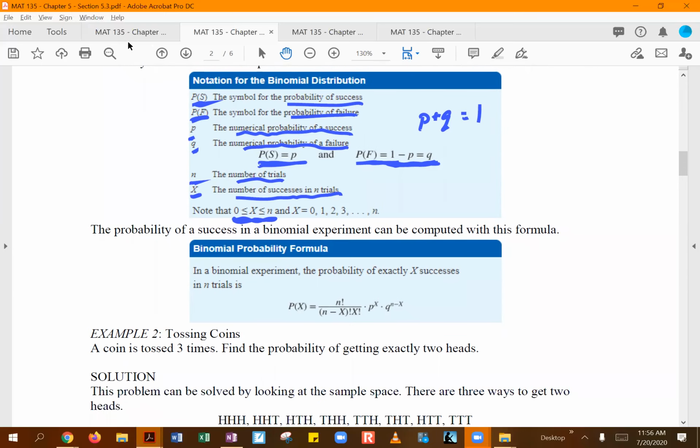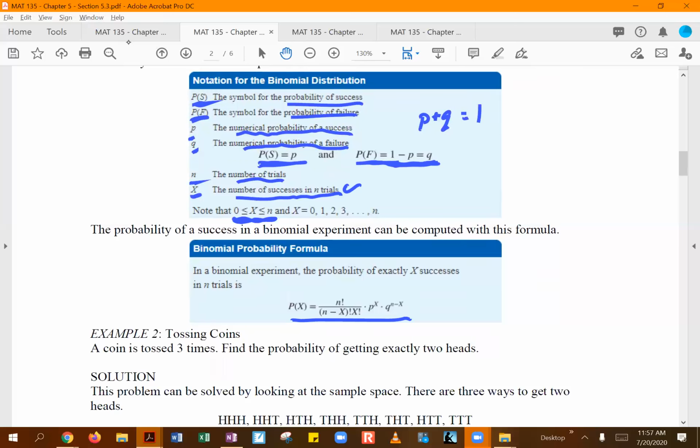Now, when we're talking about calculating these probabilities for each of these events or outcomes, we're talking about this formula over here. So P of X, where X represents the number of successes out of those N trials. You can kind of see that definition here. You're going to have N factorial over X factorial times N minus X factorial on the denominator, and then you're multiplying that fraction by P raised to the power of X times Q raised to the power of N minus X.